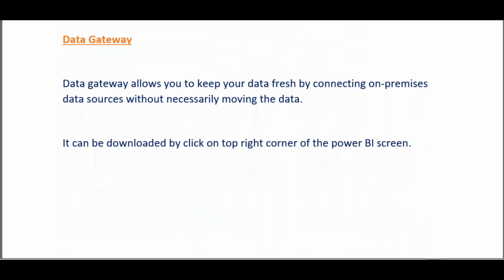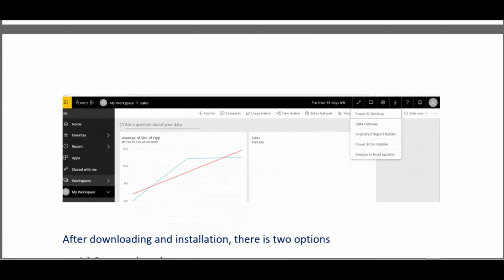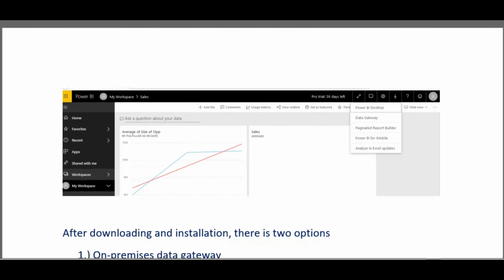Data gateway. Data gateway allows you to keep your data fresh by connecting on-premises data sources without necessarily moving the data. It can be downloaded by clicking on the top right corner of the Power BI screen. You can see here you have the option data gateway. Other options are also there: paginated report builder, Power BI for mobile, analyze in Excel updates. So here you can click on data gateway and download it.